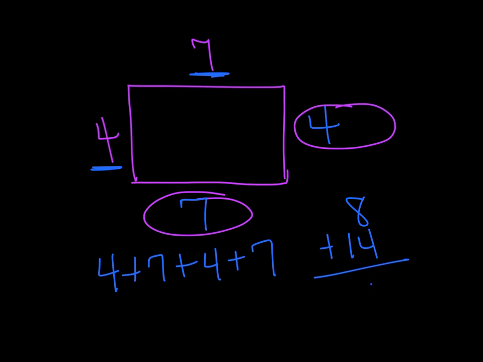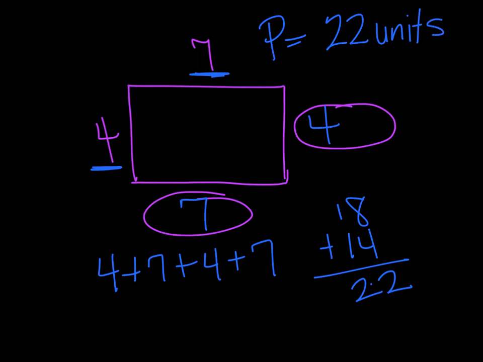So 8 plus 4 is 12. Regroup. So you had 22. Do we know what the measurement is? No. So we're going to say the perimeter, P, is equal to 22. And we're just going to say units because we don't know what it is. Good job, guys. Okay, what do we do if it's not a square or a rectangle?